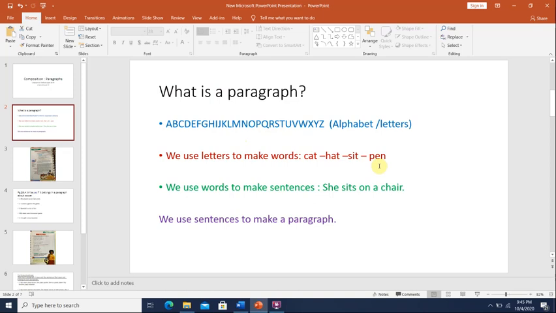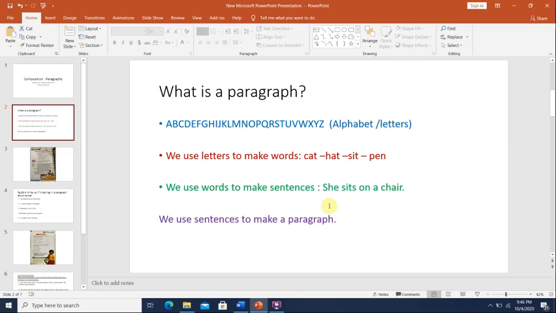So we use letters to make words, and we use words to make sentences. Okay, we said that we make sentences because they're a group of words that tells a complete thought. So we use sentences to communicate, to express what we're thinking. For example, she sits on a chair, right? And each sentence has a subject and predicate. So if we write a few sentences about one idea, what is that called? It's called a paragraph. Okay, so a paragraph is a group of sentences that tells about one idea.